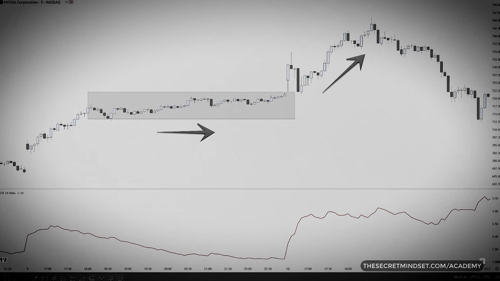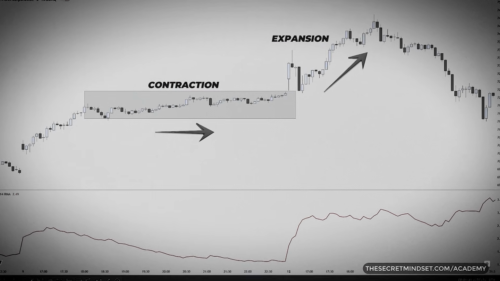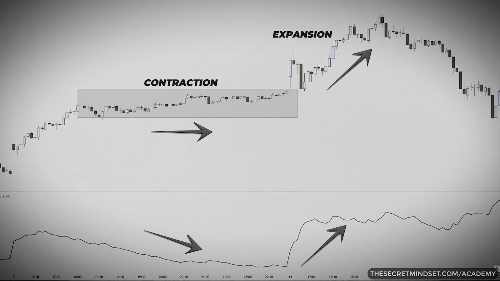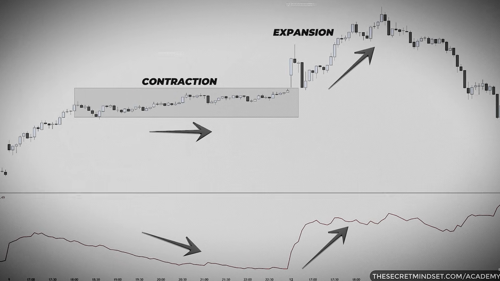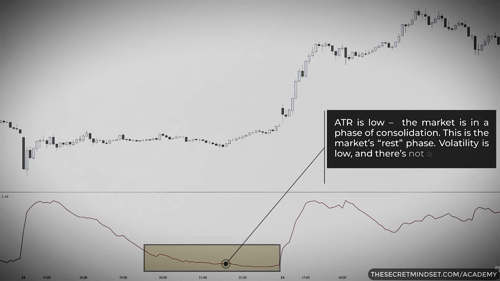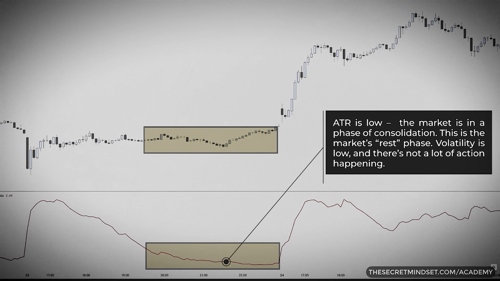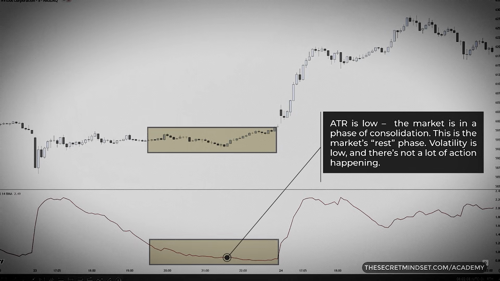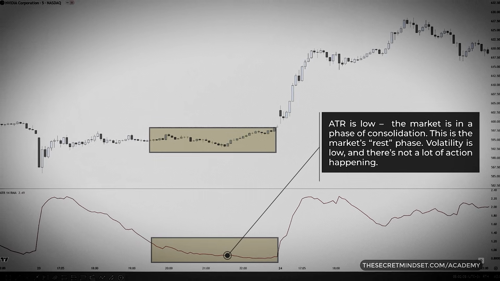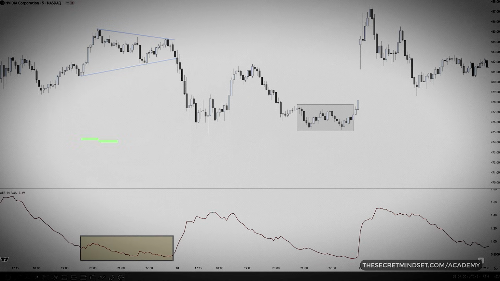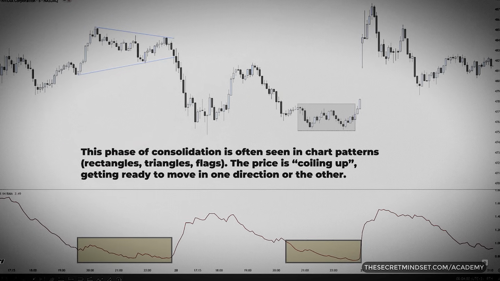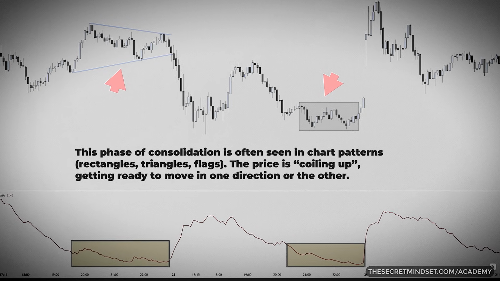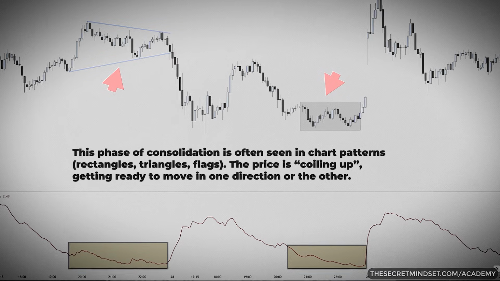Now the market moves in cycles. It expands and contracts, and moves from periods of rest to periods of activity. And the ATR is your key to understanding these cycles. When the ATR is low, when it's at its lowest values, it's a sign that the market is in a phase of consolidation. This is the market's rest phase. Volatility is low, and there's not a lot of action happening. This phase of consolidation is often seen in chart patterns like rectangles, triangles, or flags. The price is essentially coiling up, getting ready to move in one direction or the other.